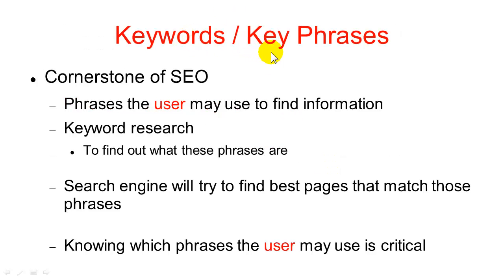Keywords or key phrases are the cornerstone of search engine optimization. The phrases the user may use to find information is what we want to find out. What phrases should we use? We can research this. Ultimately, the engines try to find the best pages that match those phrases, so knowing what phrases the user may use is critical.